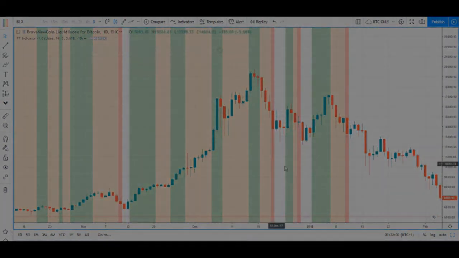Anyway, let's take a look at some of the coins. We'll look at some stocks as well. Maybe some fiat currencies, and we'll check the different time frames as well.